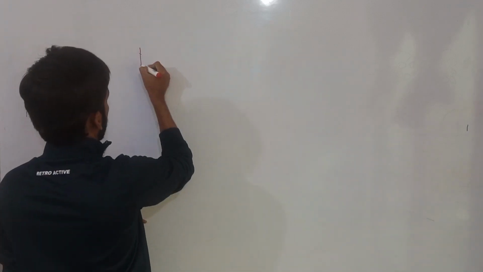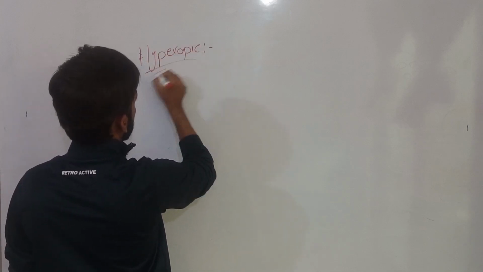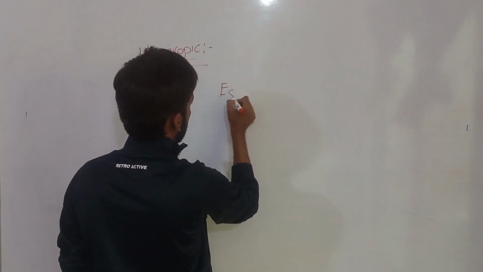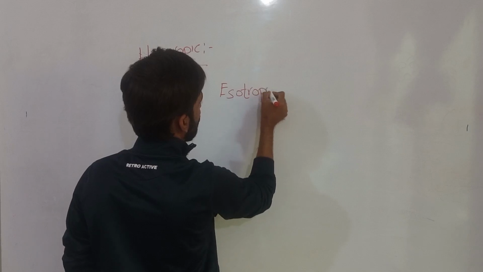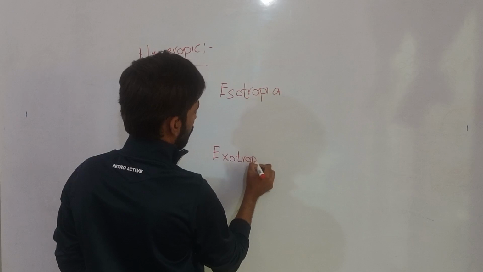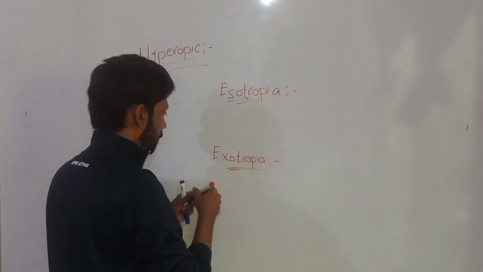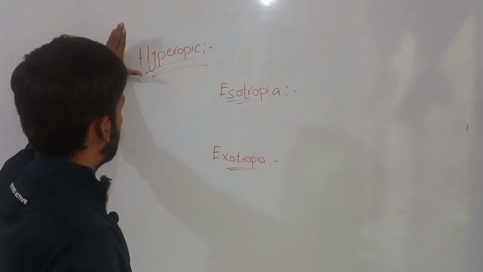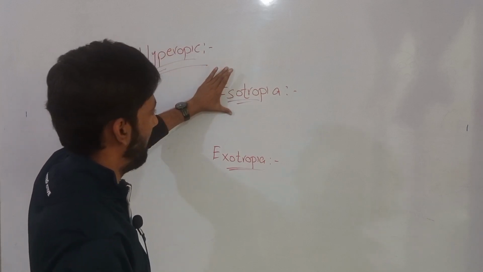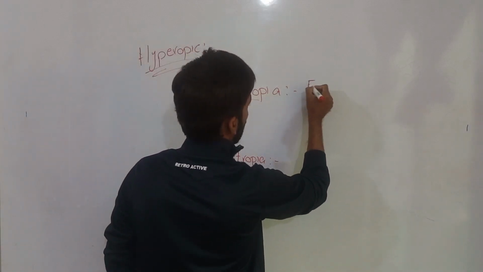So the patient is hyperopic again, and the associated squint is, what if esotropia is there, and what if exo is there? So in case of hypermetropia, if the associated squint is esotropia, what should we do, right? So in this case, you have to prescribe full correction.